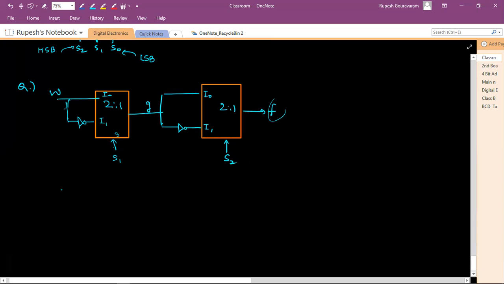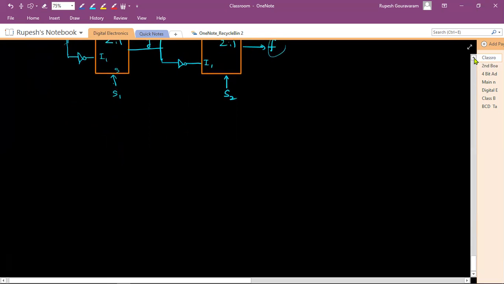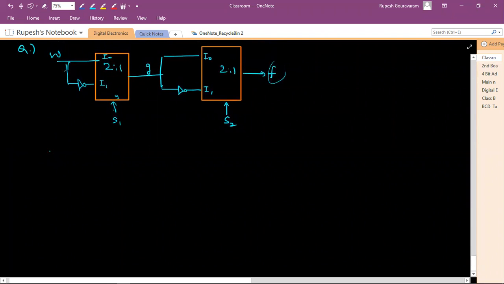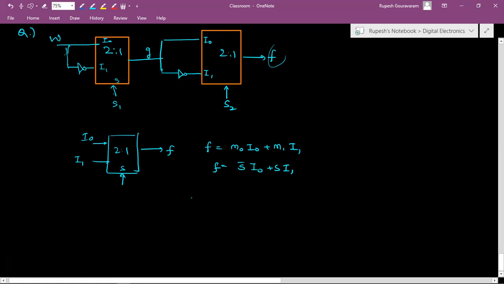Now, to solve this kind of problems, we use a shortcut. We already discussed what that shortcut is. If I have a 2 is to 1 mux like this, with I naught here and I1 here and S here and function F here, then function F can be directly written as M naught I naught plus M1 I1. That is, with S as the select line, F is S dash I naught plus S into I1.